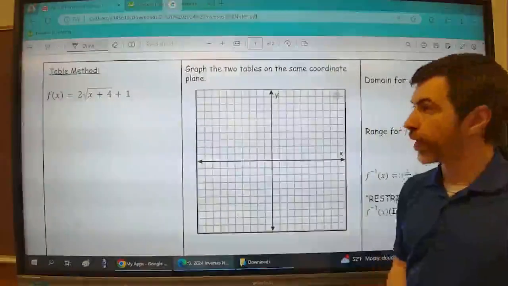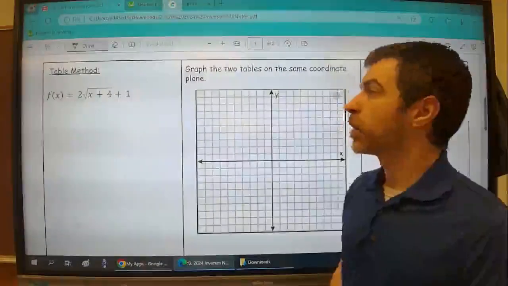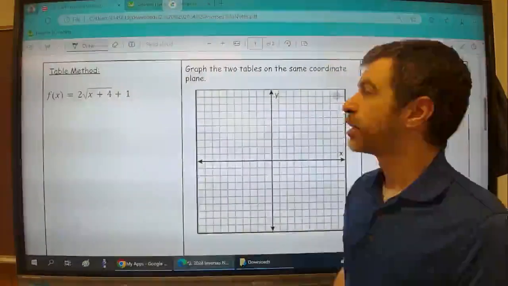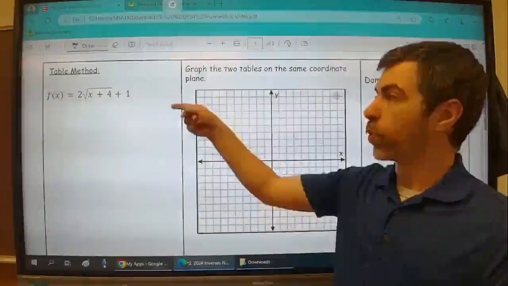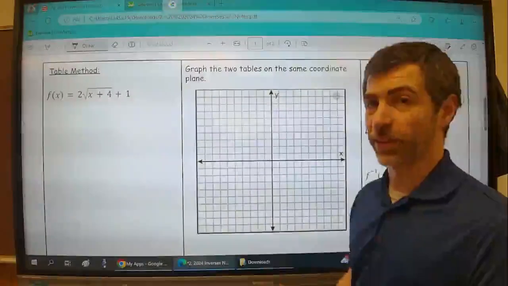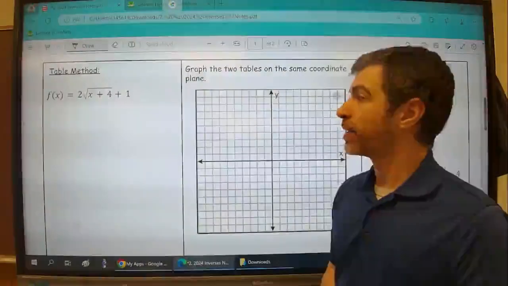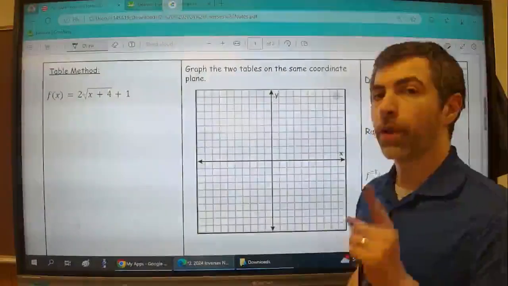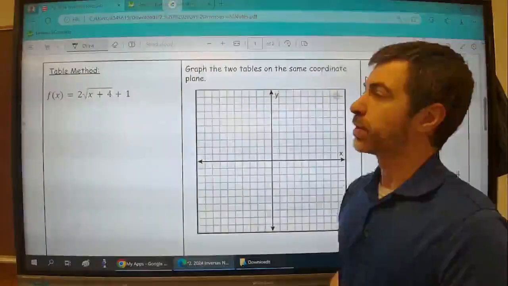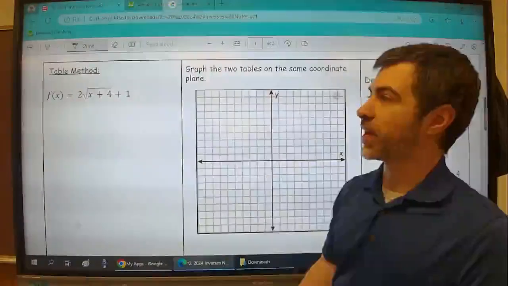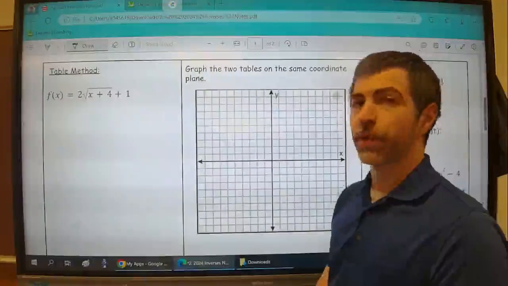We have our square root function because we are in the radical unit. We are in the square root and cube root unit. We want to make two tables, one for the original and one for the inverse. You don't know what the inverse function is, but that's okay. If you can make the original table, all you have to do is invert it. So that's your first job: make a table for the original function and then invert it to get the inverse function table.